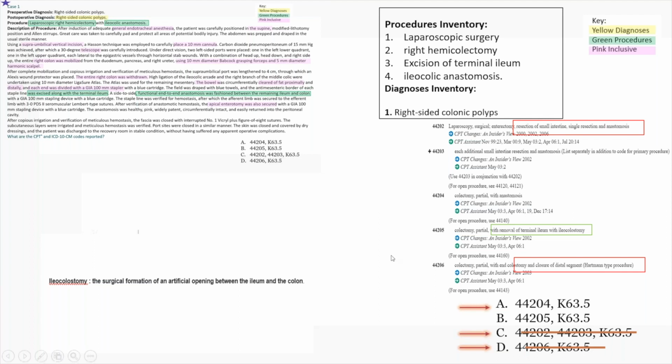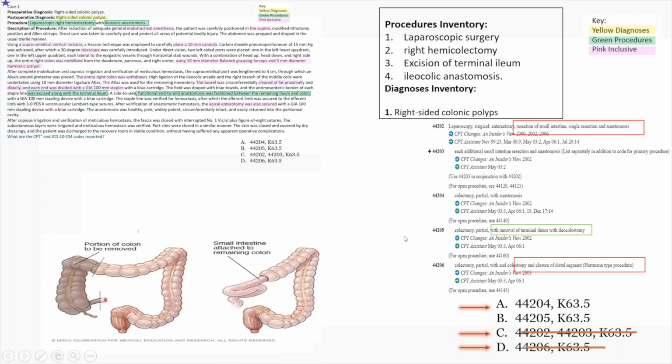So that brings us to the next part. You can see now a visual of what happened in our scenario. You can see a terminal ileum which is excised along with the colon, which is the right side of the colon, a right hemicolectomy.